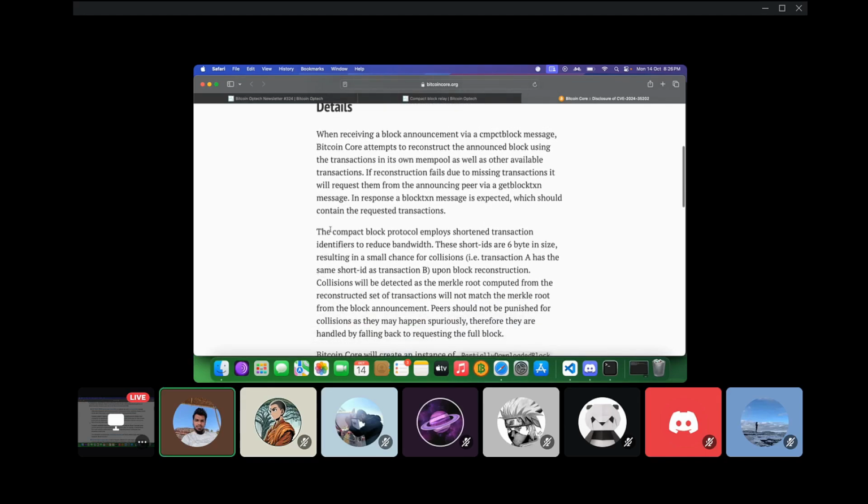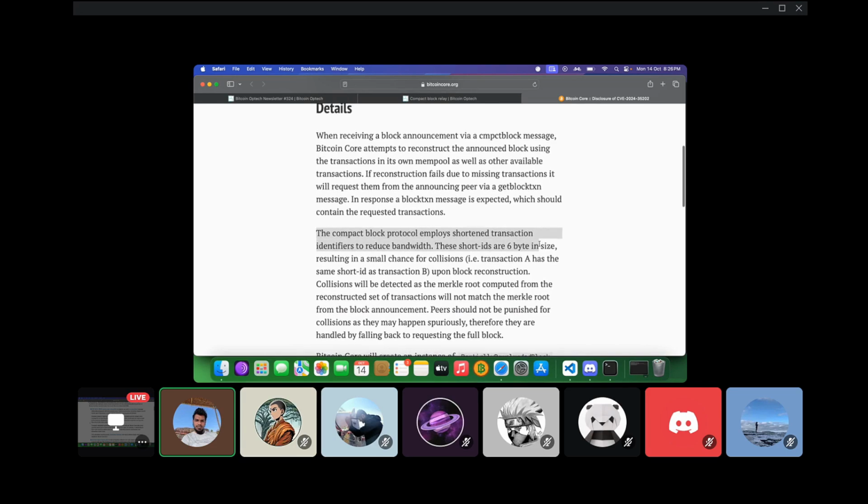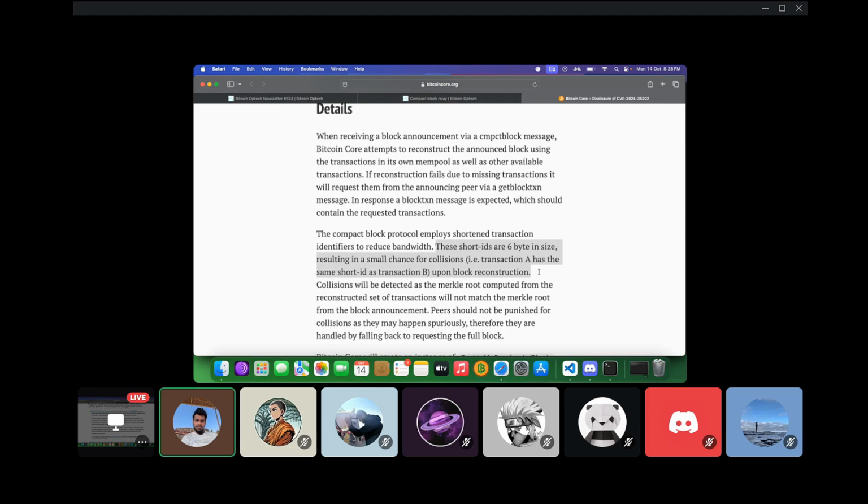Let's read further. The compact block protocol employs shortened transaction identifiers to reduce bandwidth. We've discussed this. These short IDs are 6 bytes in size, resulting in a small chance for collision, that is, transaction A has the same short ID as transaction B upon block reconstruction. Collisions will be detected as the Merkle root computed from the reconstructed set of transactions will not match the Merkle root from the block announcement.